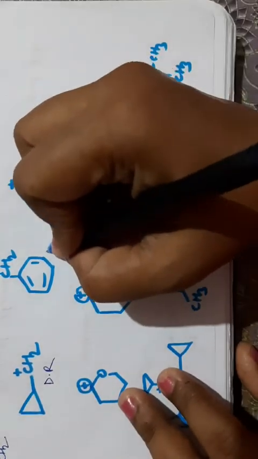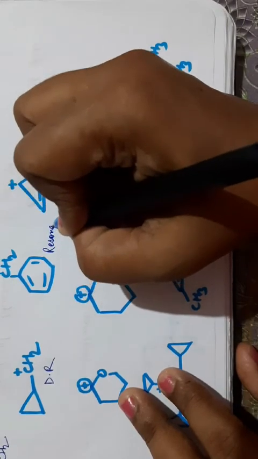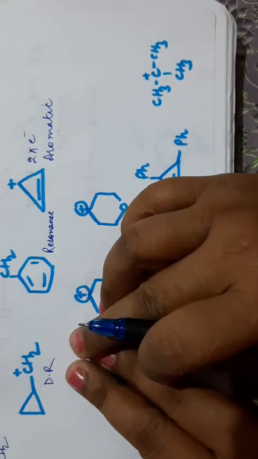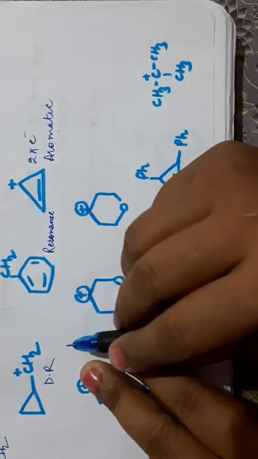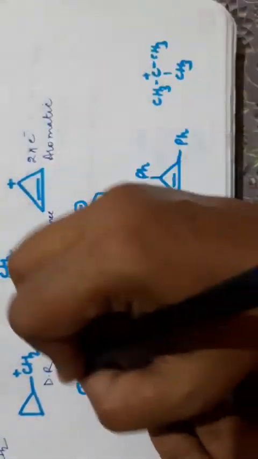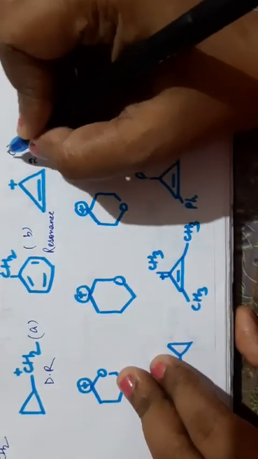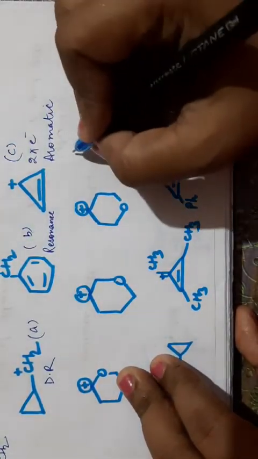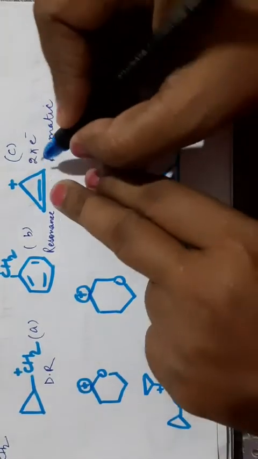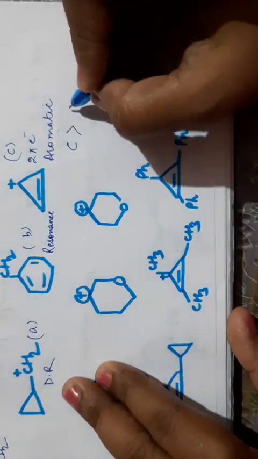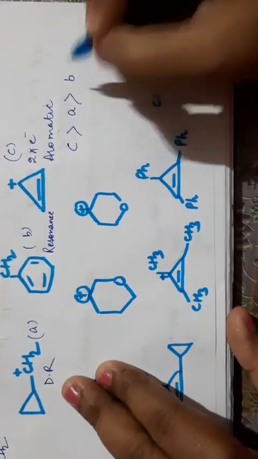It will show resonance, and it is dancing resonance. Now if we have to arrange, aromatic will be more stable than these two. So if I write them A, B and C, the order of arrangement will be C. Aromatic will be more stable, then dancing resonance A and then simple resonance.